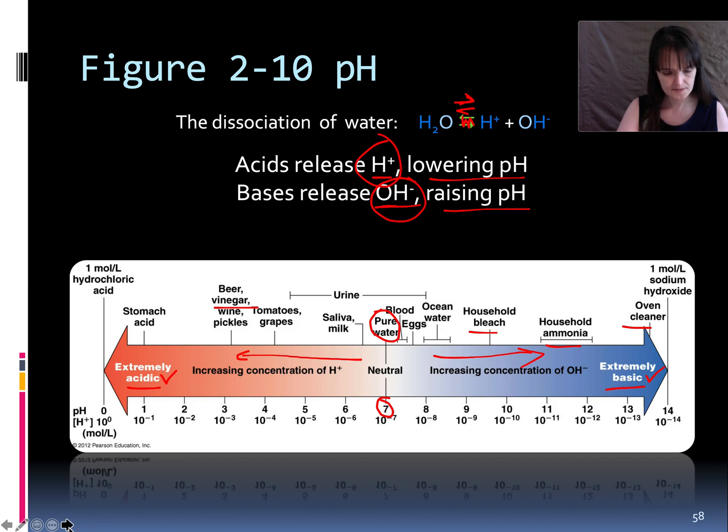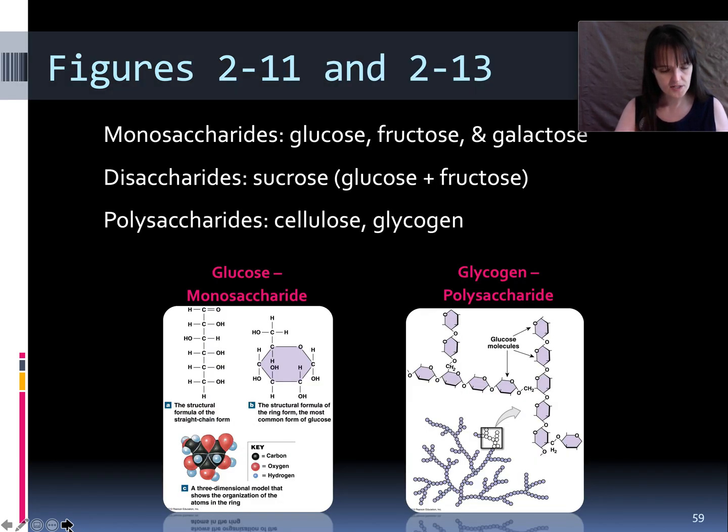Okay, next. We're skipping sections 2.5, 2.6, 2.8, 2.9. 2.6 we are covering in chapter 3. So that is on test 1. So if you'd rather learn it in that part of chapter 2, that's fine. Doesn't make a difference. Okay, so let's talk about sugars.